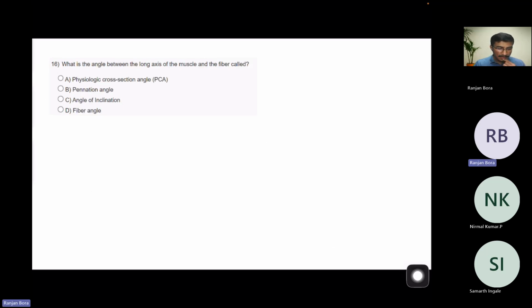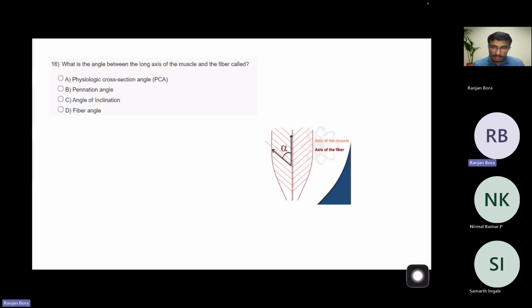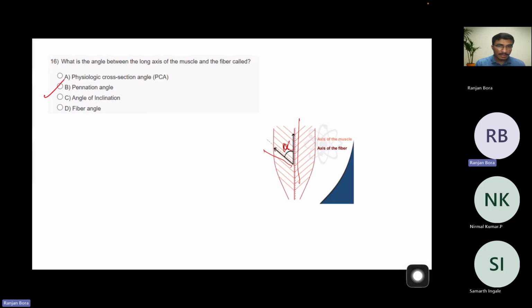And what is the angle between the long axis of the muscle and the fiber called? Yes, this is the pennation angle, alpha. So the long axis of the muscle and the axis of the fiber. So option B is correct.